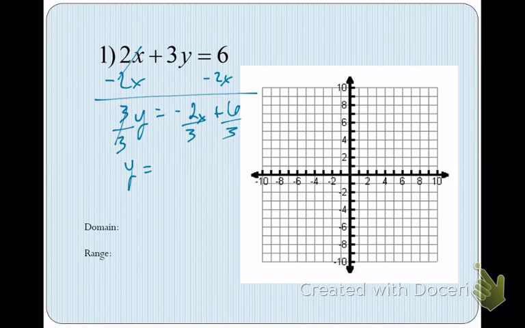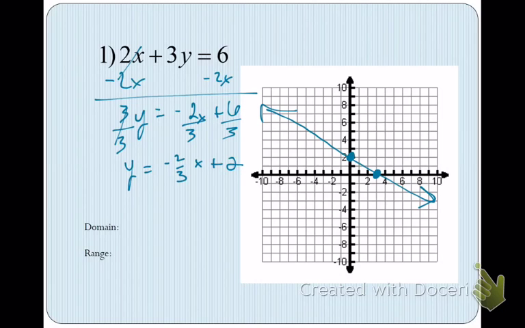And so we get y is equal to negative 2/3 x plus 2, and then we go graph, right? We're at 2 on the y-axis because 2 is the y-intercept, and then we use our slope. Our vertical change is negative 2, so we go down 2, and our horizontal change is positive 3, so we go right 3. And then we're ready to graph our line.